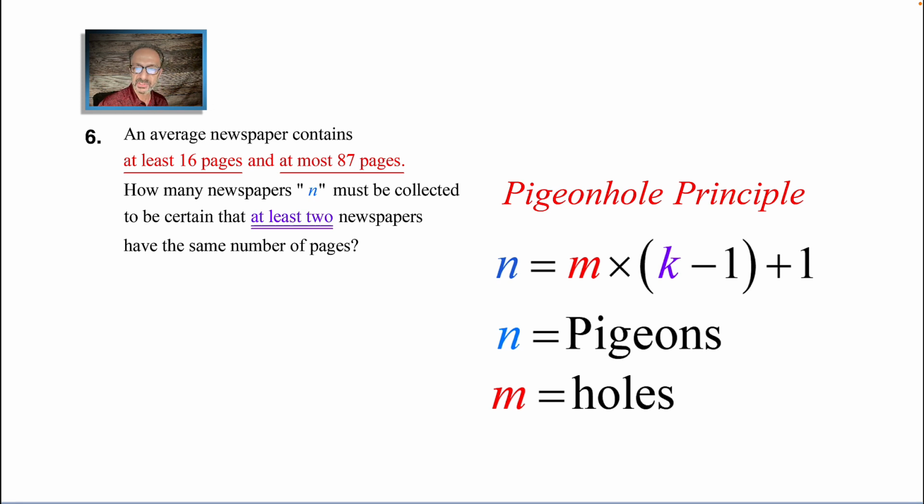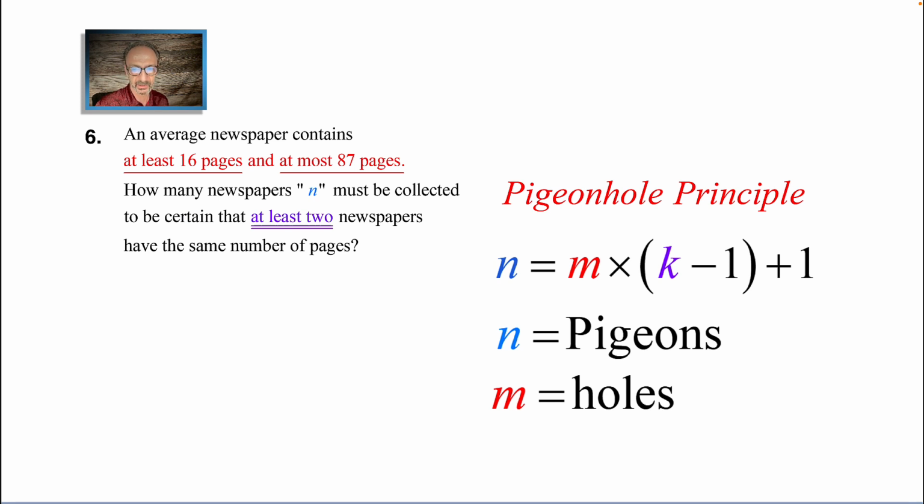The pigeonhole principle on the right side. One more time, I'll have a link for more detailed examples down below for the pigeonhole principle. But in this review, I'll try to make it as short as I can. The pigeonhole principle formula says n equals m multiplied by (k minus 1), plus 1 outside the parentheses.